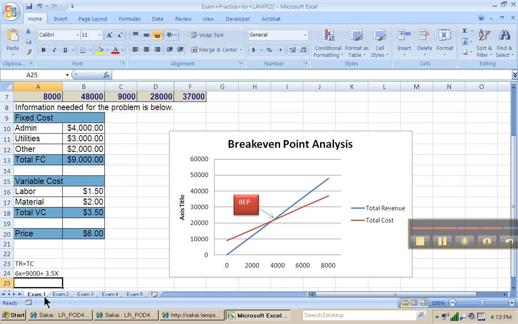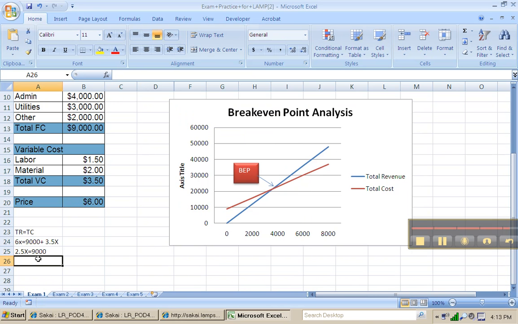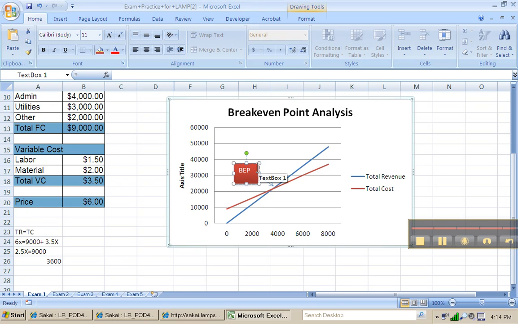So that would be 250x equals 9,000. I'm just doing this in my head here. 2.5x equals 9,000. And then down here, equals 9,000 divided by 2.5, 3,600. And so you could put right here, break-even point, 3,600.